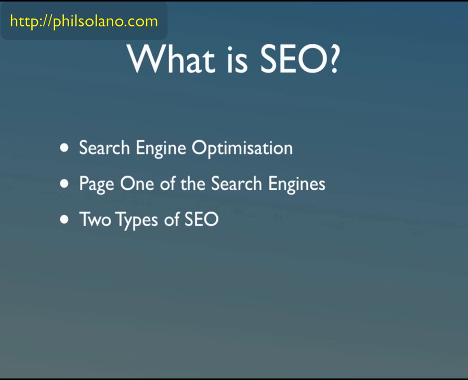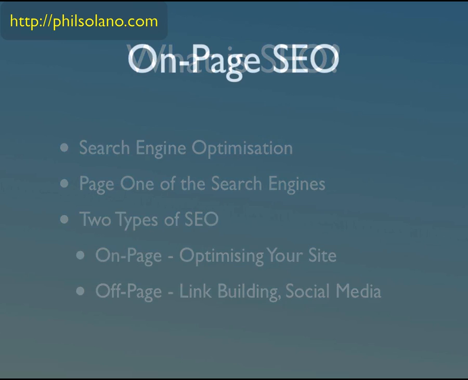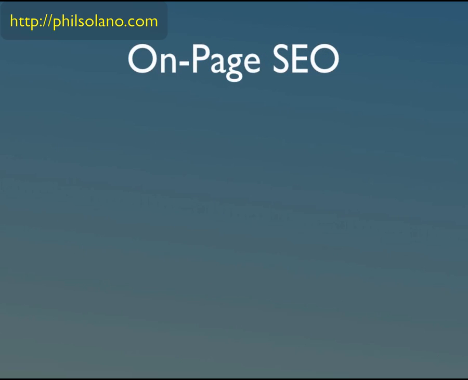There are two types of SEO. There's on-page SEO, which is basically where you optimise your website, so you maximise your possibility of ranking highly in the search engines. And there's off-page SEO. This is basically where you use external methods to drive traffic to your site, and the most commonly used methods are link building and the use of social media. Let's take a look at on-page SEO.